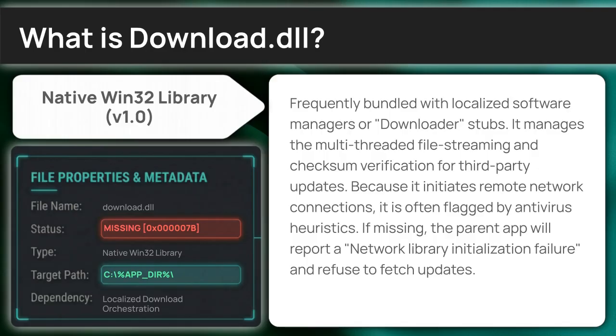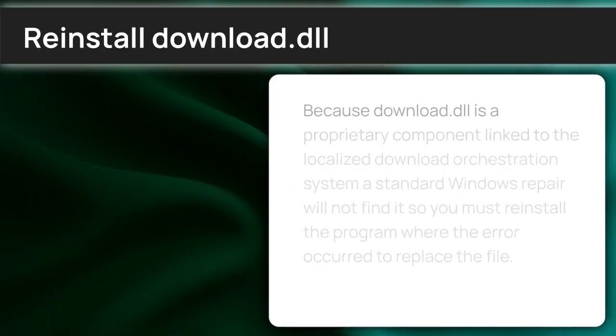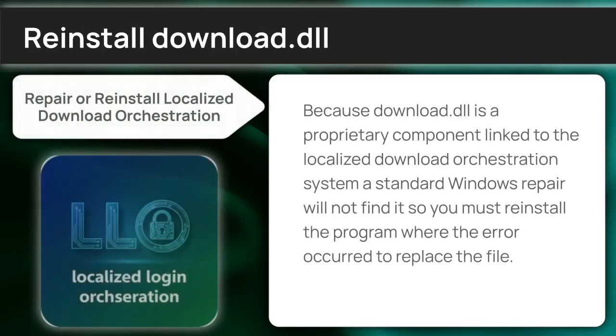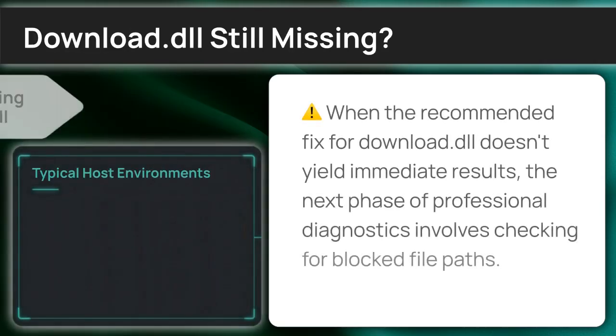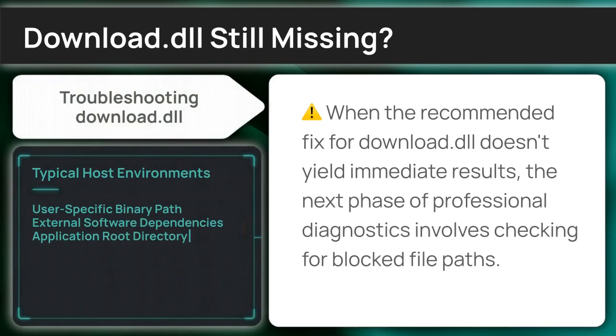Now that you know how the file works, let's focus on the how and fix the issue. Because Download Library DLL is a proprietary component linked to the localized download orchestration system, a standard Windows repair will not find it, so you must reinstall the program where the error occurred to replace the file. When a standard reinstall doesn't cut it, we move to advanced diagnostic steps to ensure the system is properly configured.